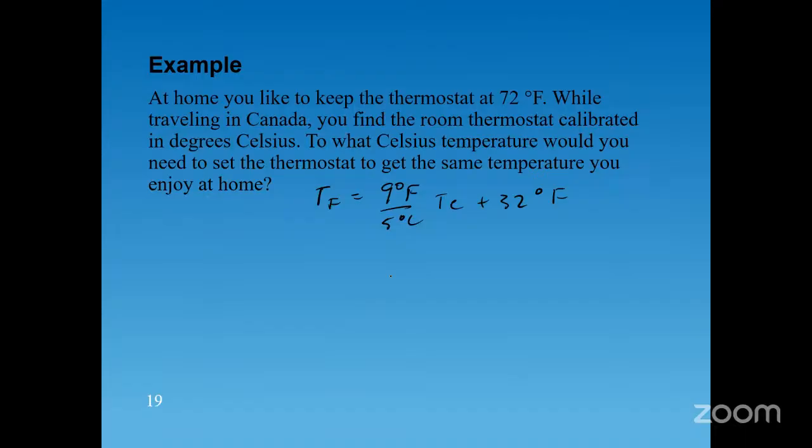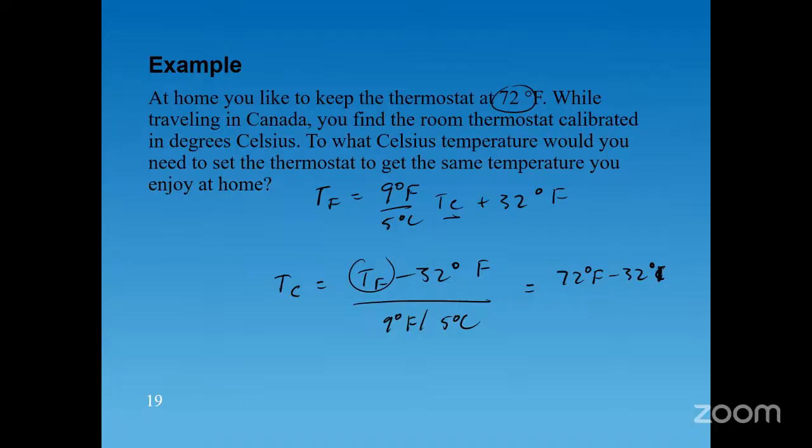Now, let me see here. Oh, so you need to find the temperature in Celsius. Okay, so you need to use the other form of the equation, which is Tc is equal to Tf minus 32 degrees Fahrenheit divided by 9 degrees Fahrenheit over 5 degrees Celsius. So we put the number in for Tf, which is 72. So that's 72 degrees Fahrenheit minus 32 degrees Fahrenheit, divided by 9 degrees Fahrenheit over 5 degrees Celsius.